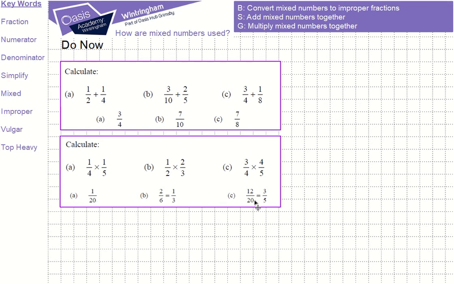For these next two fractions, they've also simplified it. So 1 multiplied by 2 gave them 2, and 2 multiplied by 3 was 6. So they got 2/6. And then you should realise that both of those numbers divide by 2 to give you 1/3.